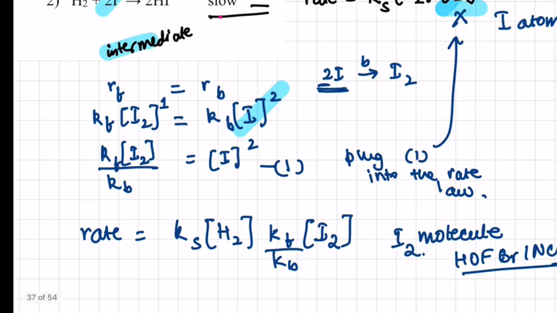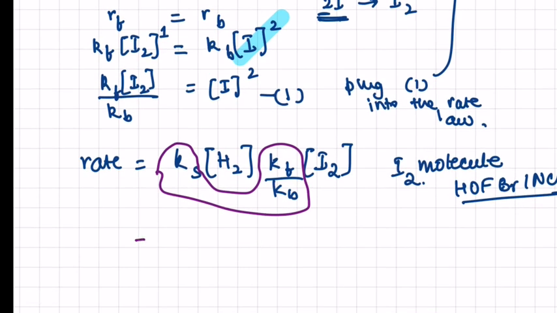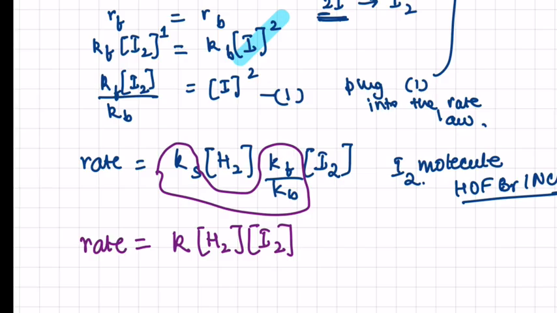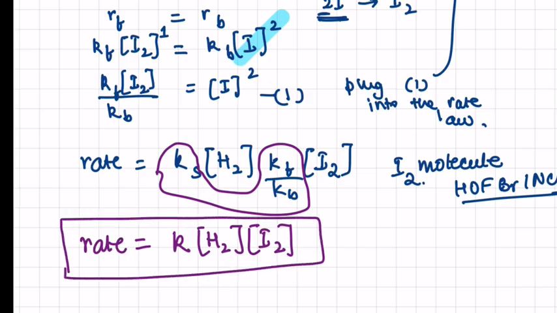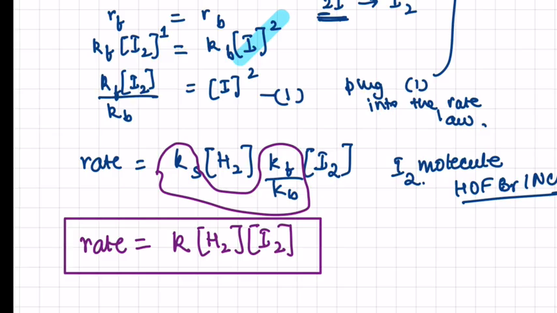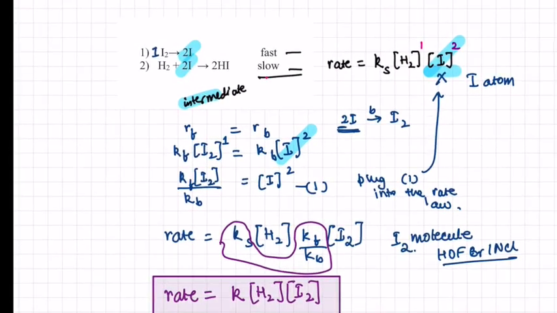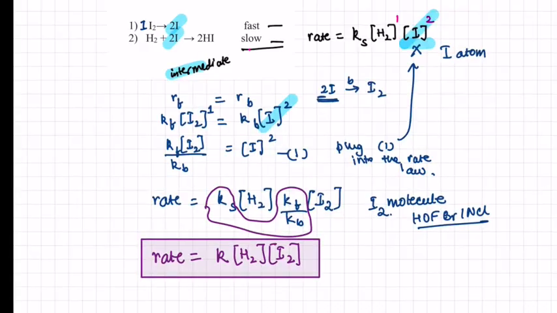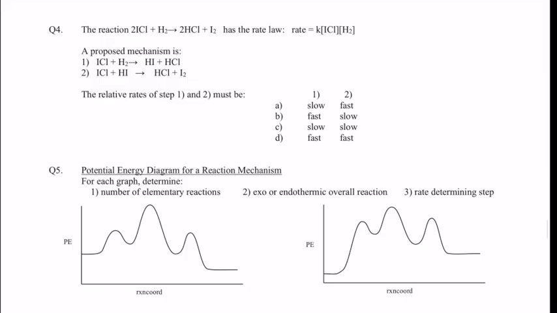Okay, so now here maybe this is clearer, that you can combine all these constants into one constant, and you get rate is equal to K H2 I2, and that's the rate law that you get from this given mechanism. Of course, this rate law needs to agree with the experimentally determined rate law, and only then would this mechanism be an acceptable proposal. So before we leave, let's look at two more questions.